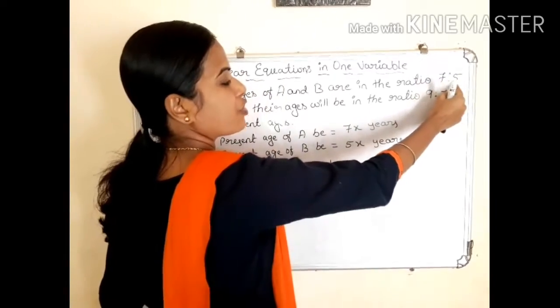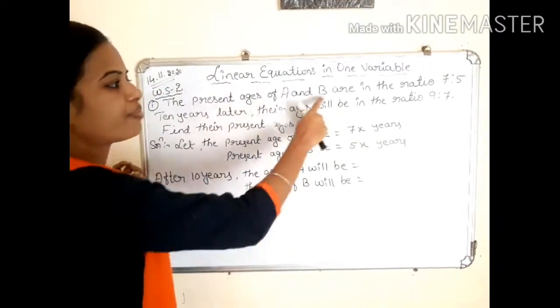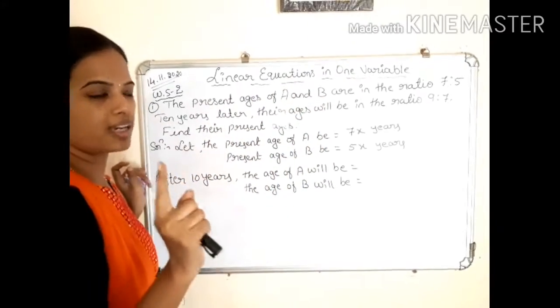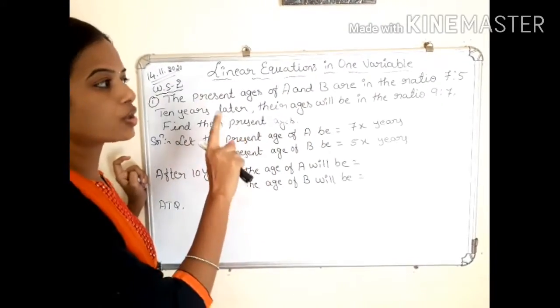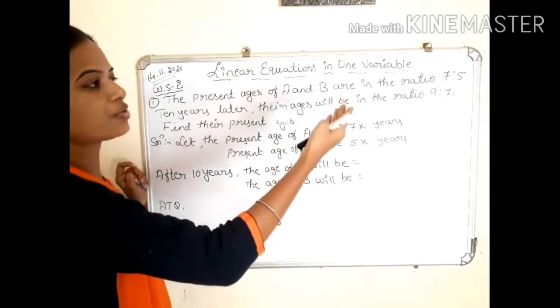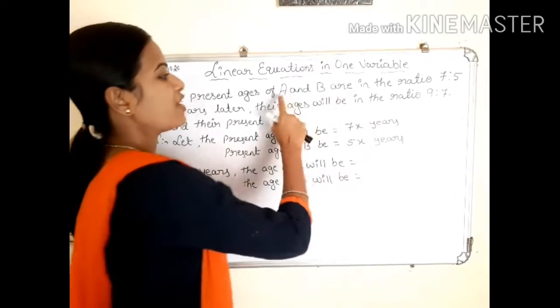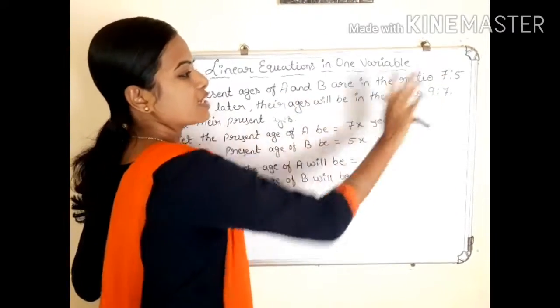Ratio is 7:5. Don't think the age of A is 7 and the age of B is 5. Not like that. They are given in the ratio. Ratio is nothing but, for every 7 years of A, B's age becomes 5 years. Like that you have to think. Don't think 7 years of A is 7 years and B is 5 years.